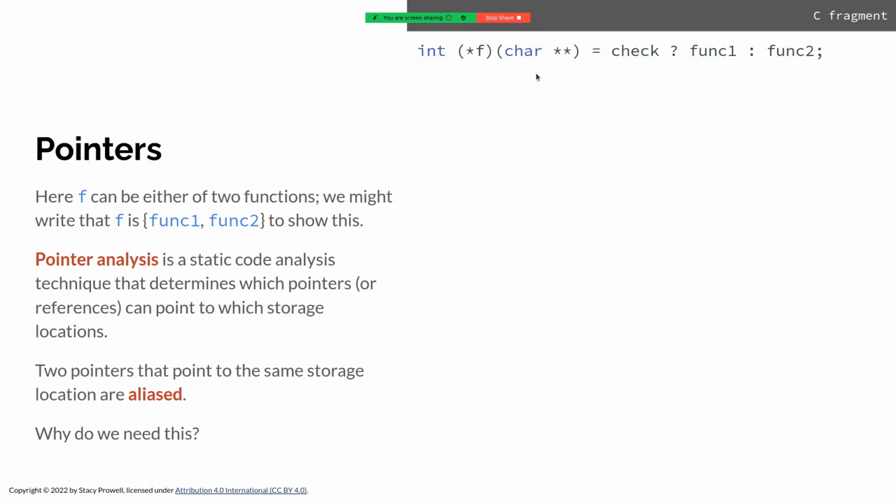Anyway, when you see this kind of thing, with parentheses around this, you'll know you've got a function pointer. So we're declaring a function pointer f. It takes a char star star and it returns an int. And we have the little question mark colon operator over here. So we look at what's in check. If it evaluates to true, it's non-zero, or it's a non-null pointer, then we set f equal to func1. Otherwise, we set f equal to func2.